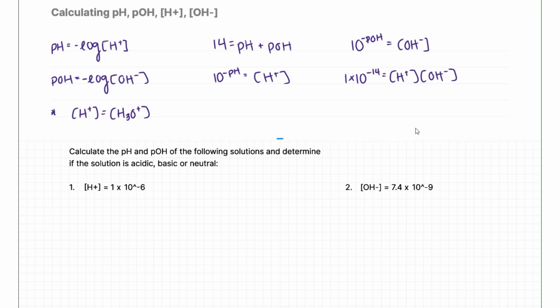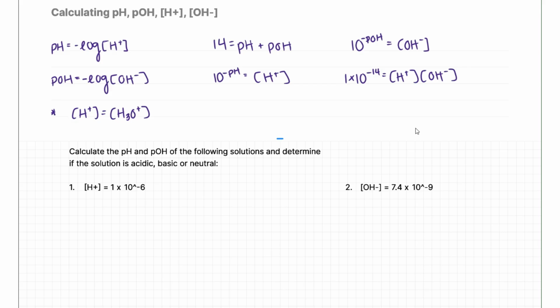From the auto-ionization of water that we saw in the previous section, we can use the equations above to calculate the pH, pOH, concentration of H+, and concentration of OH-. All of these equations can be used in any order, so depending on what you are given and what you would like to find, we can use these equations in numerous ways.